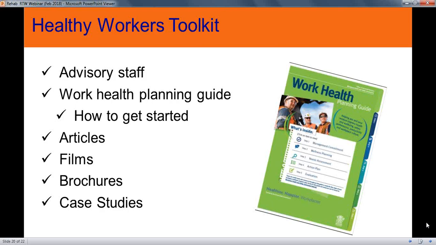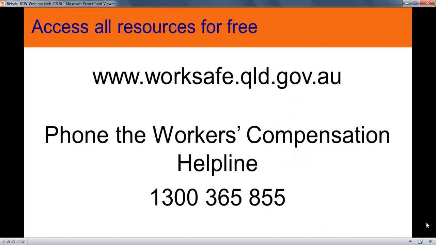Jump on the WorkSafe website, worksafe.qld.gov.au, under Work Health and Wellbeing, and you'll find a number of useful articles, some short clips, and some general informational brochures and fact sheets on the matter, and a number of case studies as well. So just coming now to the end of the presentation.